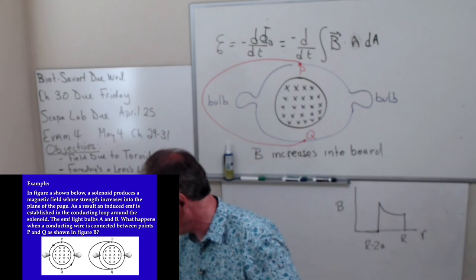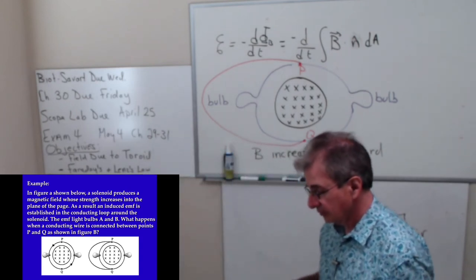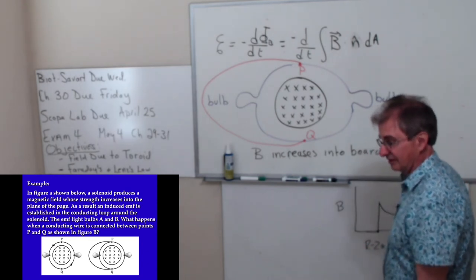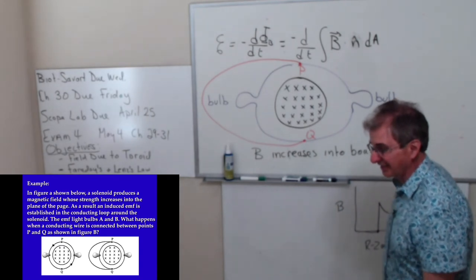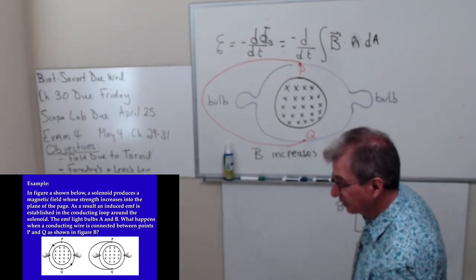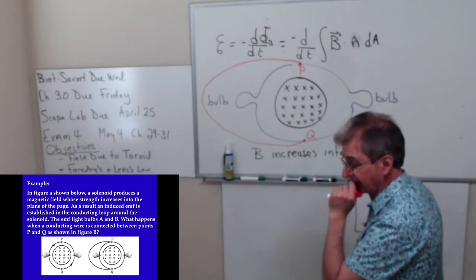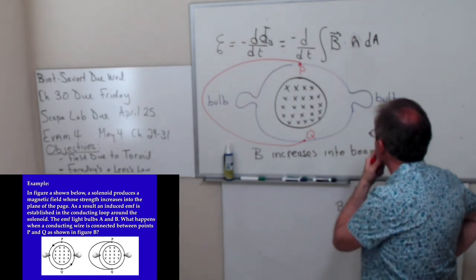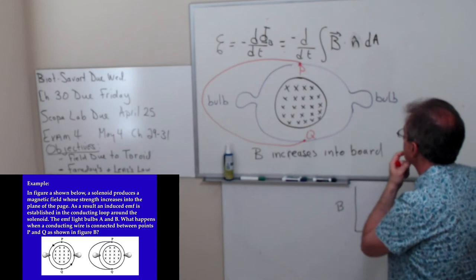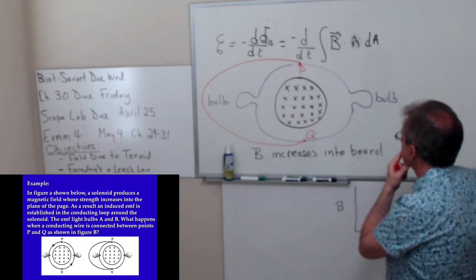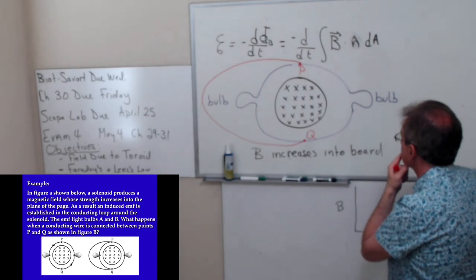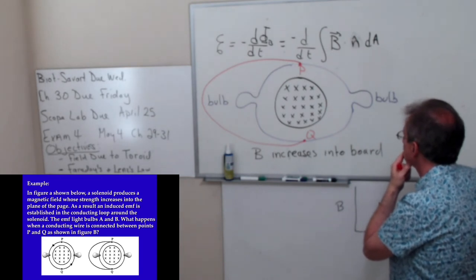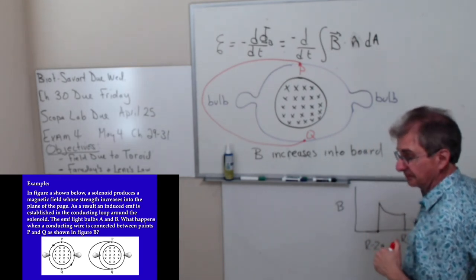Does nothing happen? Do both lights go off? Does one of them go off? Which one, though? I don't know. So, Chase, you're saying the one on the left goes off? Aren't they now in parallel, not in series anymore, so they're both getting the same voltage? Well, does it depend on the direction of the current? Well, let's think about, how many loops do you see there?